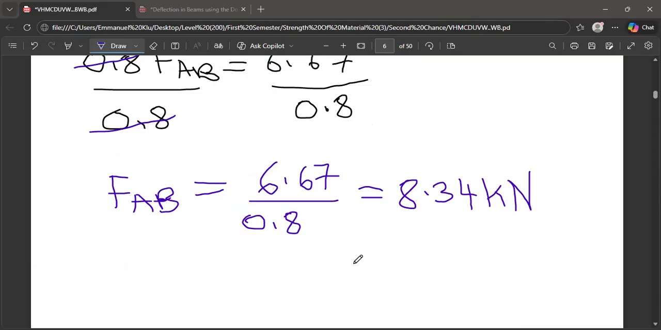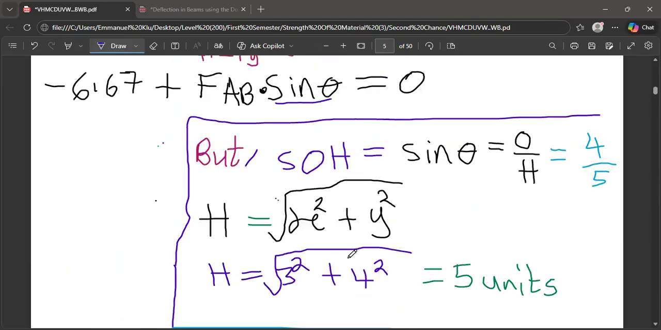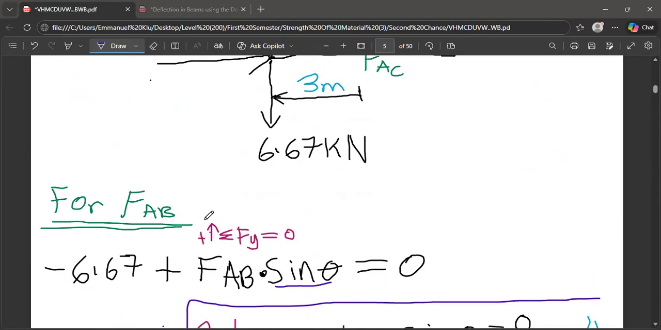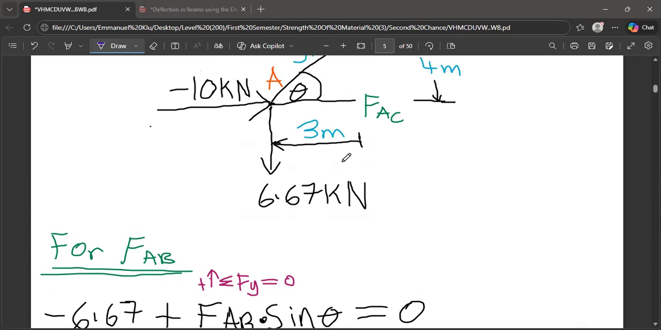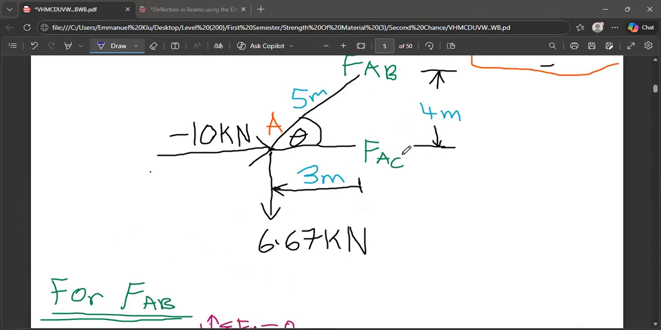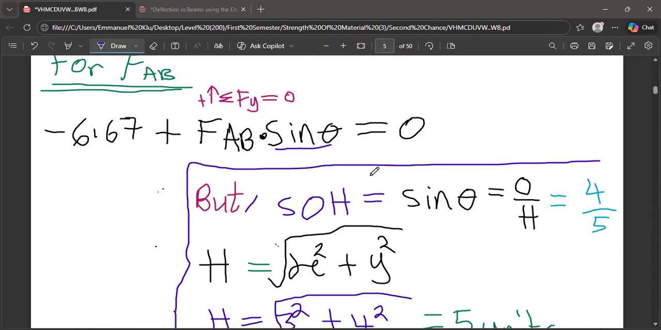Kilonewton. Then from here, we are going to also calculate for what? You see that we've calculated for FAB. So let's calculate for FAC. For now, we'll not waste much time because most of the work has already been done. Once we are done calculating for FAC, we also calculate for FBC, and then the only thing we do now is go to the virtual.